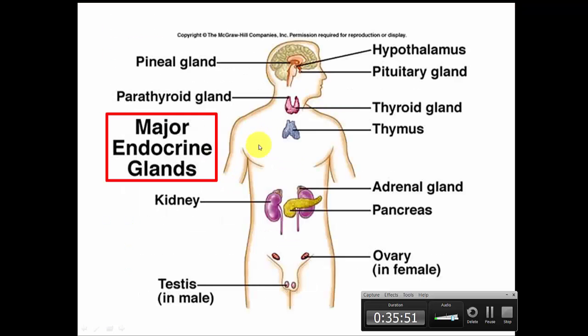Okay, so let's see some examples of the major endocrine glands. We have different types of glands. I just want you to be familiar with the names of these glands. At this point, you're not required to know the function of any of these glands.